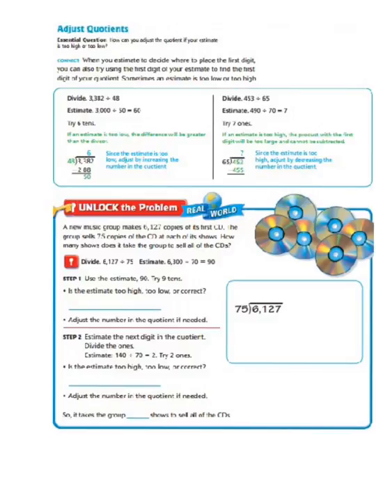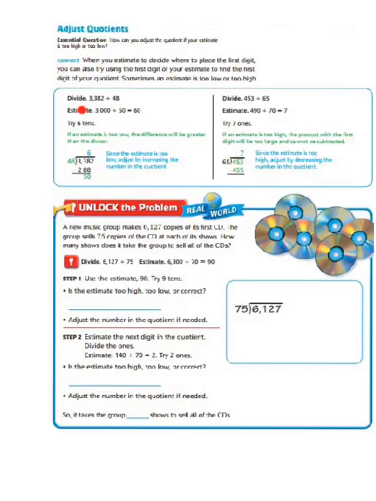Let's begin by getting started with Lesson 2.8, where it talks about adjusting the quotient. Our essential question is, how can you adjust the quotient if your estimate is too high or too low? When you estimate to decide where to place the first digit, you can also try using the first digit of your estimate to find the best digit of your quotient. Sometimes an estimate is too high or too low.